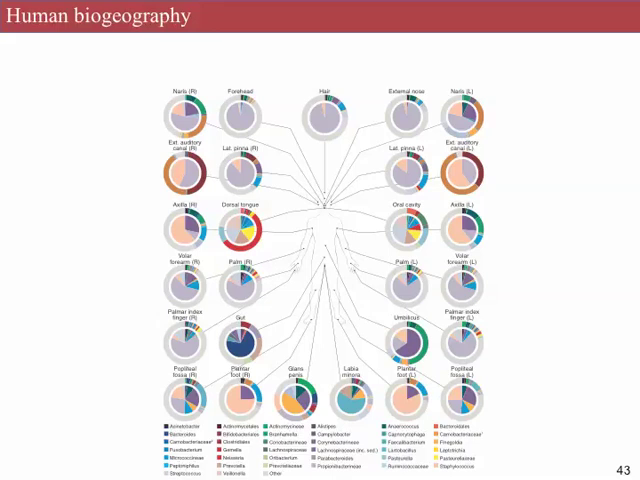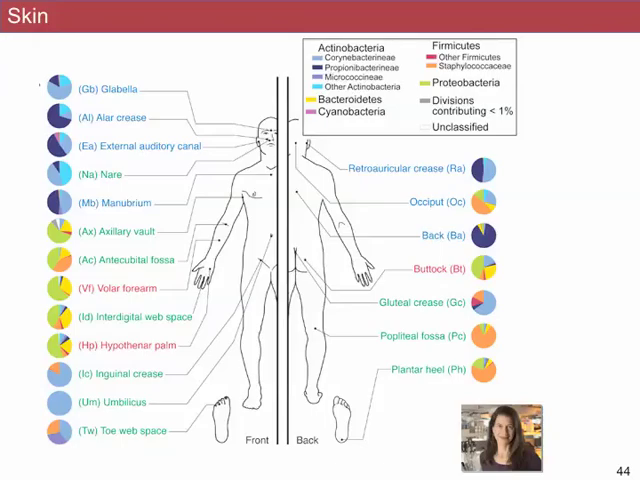But each part of the human body is a niche, and those niches define the environment, and you get different microbes across most of these niches. And again, people have zoomed in and in. They've even compared the right and left side of the hand, different parts of the leg.